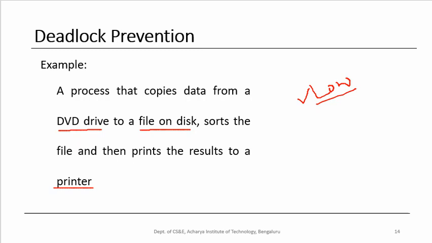Now here the process might starve because some resource might be allocated to a process and that resource may not be used by the process for a long time. So this could lead to starvation.